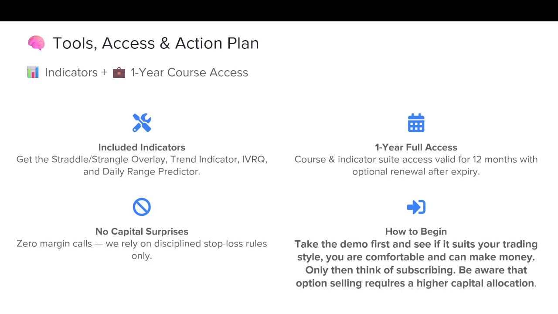You will take the demo first and see if it suits your trading style, if you are comfortable and if you can make money. 1.5 weeks is enough to understand that. Do a paper trade, do a single lot trade, do whatever. But understand whether you are comfortable with the course. Because in my experience, option selling is not suitable for all. If you are comfortable and you have made some money, only then think of subscribing. But be aware that option selling requires a higher capital allocation.